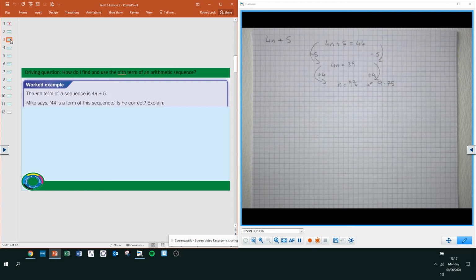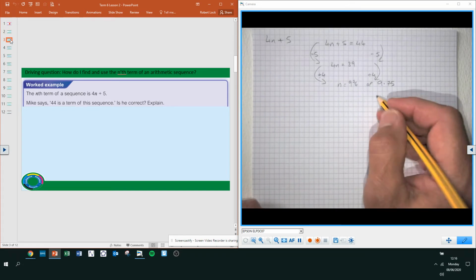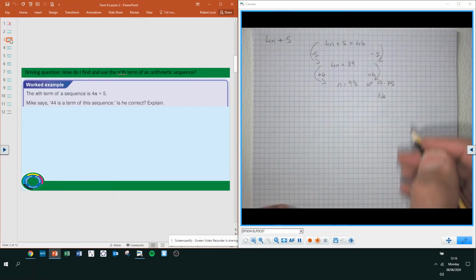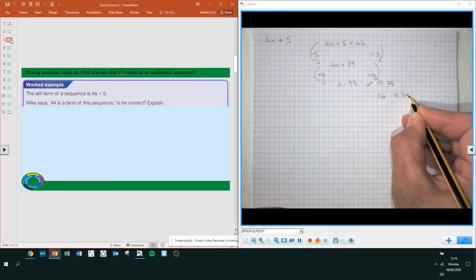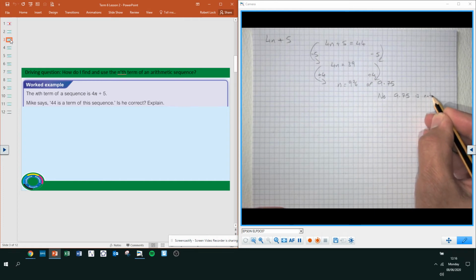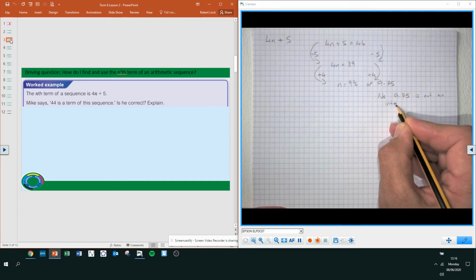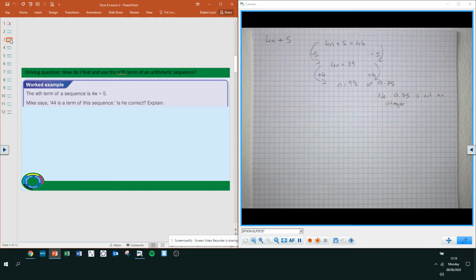Is he correct? Well, is 9.75 an integer? An integer meaning a whole number. So is he correct? The answer is no, he's not, because 9.75 or 9 3/4 is not an integer. We need a position number. Position number 9.75 doesn't help us. We want either 1, 2, 3, 4, 5, no numbers in between. So we want whole numbers, and unfortunately, 9.75 is not a whole number. So 44 is not a term of the sequence.